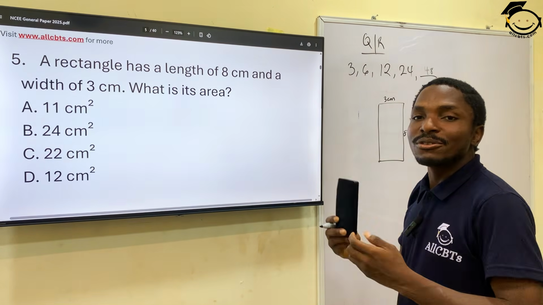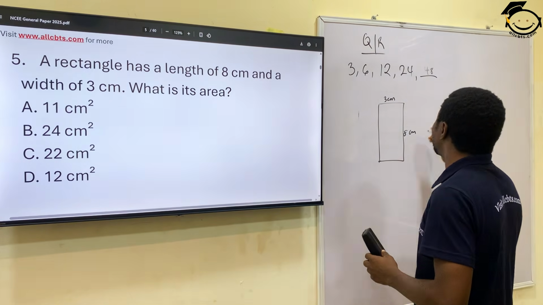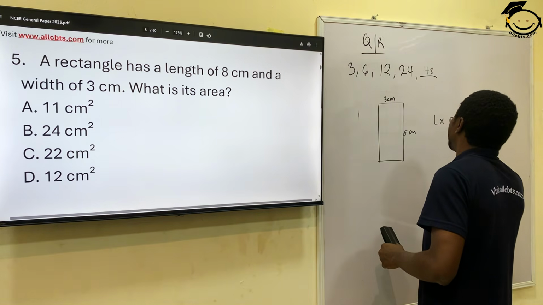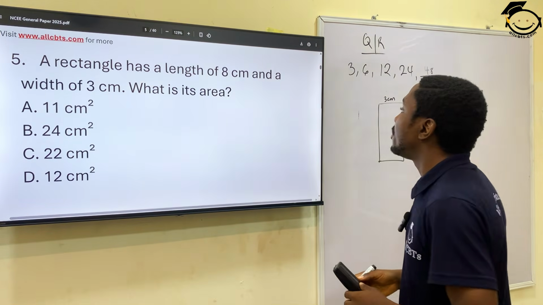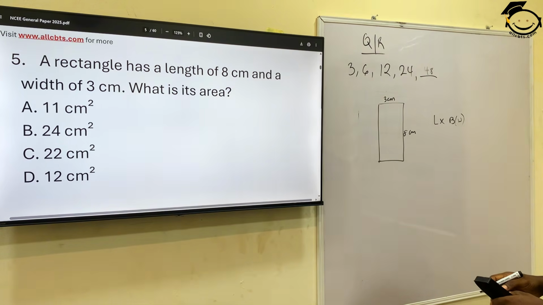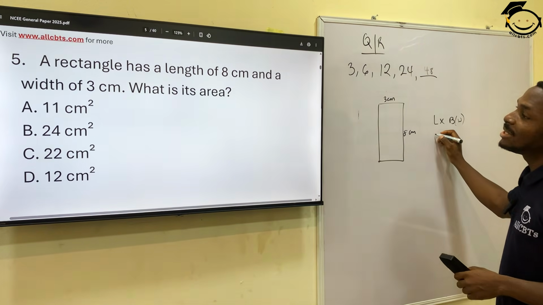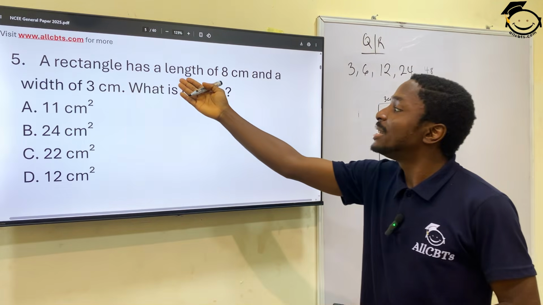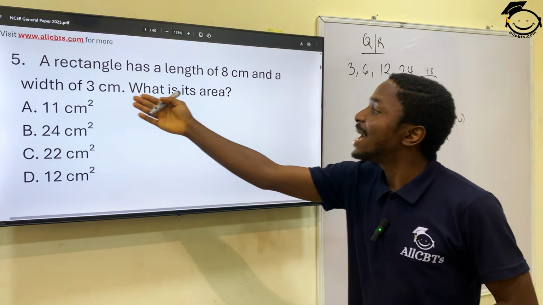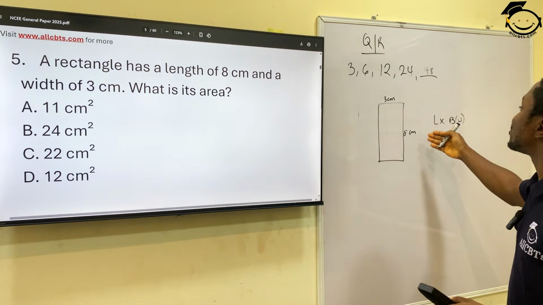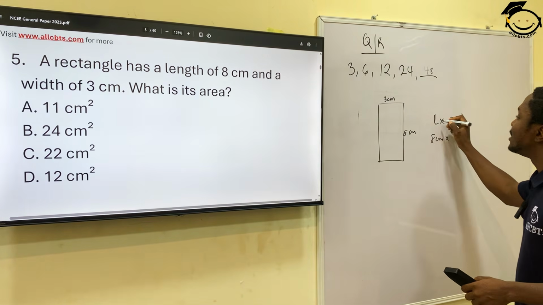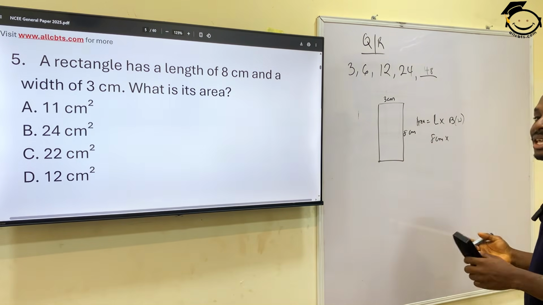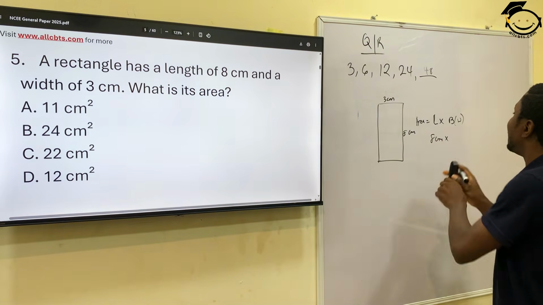So what's the formula for the area of a rectangle? Length times breadth, or you can call it length times width. The length here is 8 centimeters and the width is 3 centimeters. So you are just going to substitute the values into your formula. Area is equal to length times breadth, or length times width. So your area then will be what?